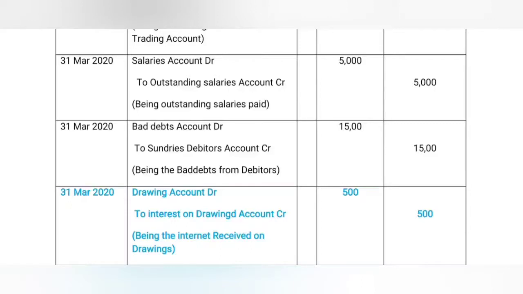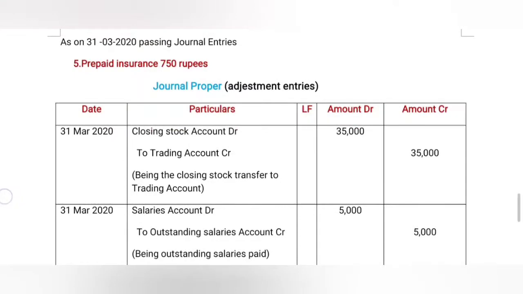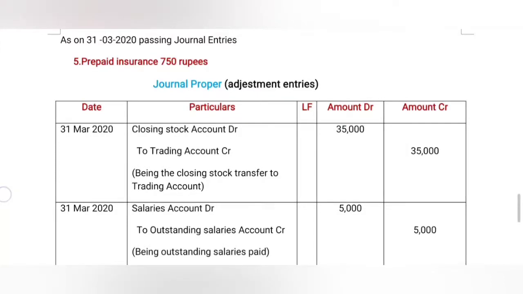Now we are going to prepare another transaction. Now coming to the fifth transaction, it is prepaid insurance, 750 rupees. Here insurance is an expenditure, it is payable, and it can be debit as per the rule of nominal accounts, but here prepaid insurance is debit. Why? Because this amount is like an income, it is written on the credit side of the profit and loss account and on the asset side as a current asset.